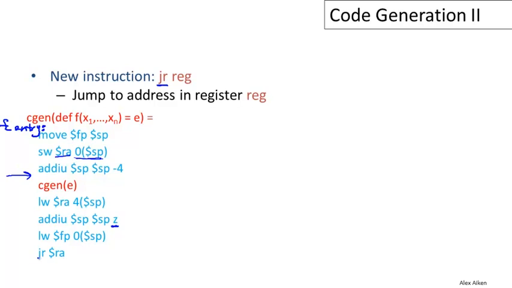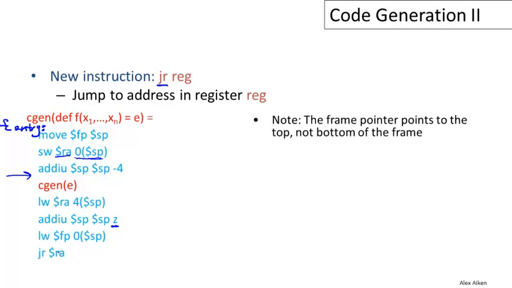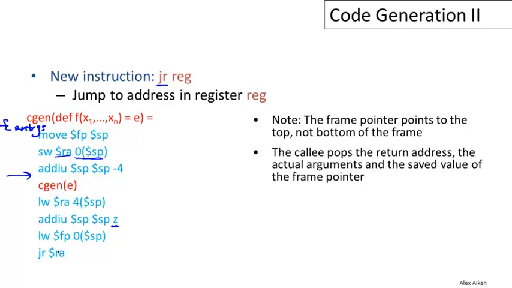We just do that by a jump register to the return address. All right, so note here that the frame pointer points to the top of the frame, not the bottom of the frame. Okay, so that will actually be important when we talk about how we use the frame pointer when we get to talking about the variable references next. And the callee pops the return address and the actual arguments and the saved value of the frame pointer from the stack. So the callee pops off the entire activation record and also restores the caller's frame pointer.